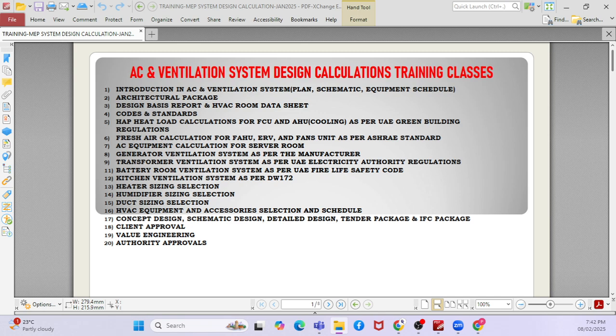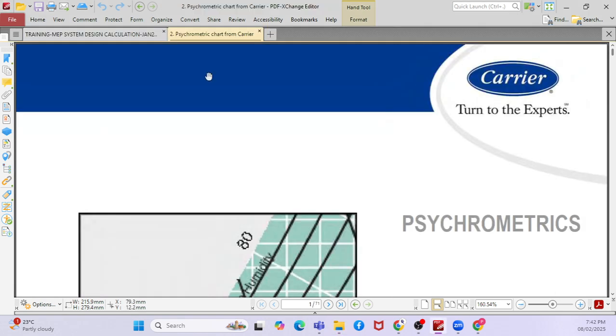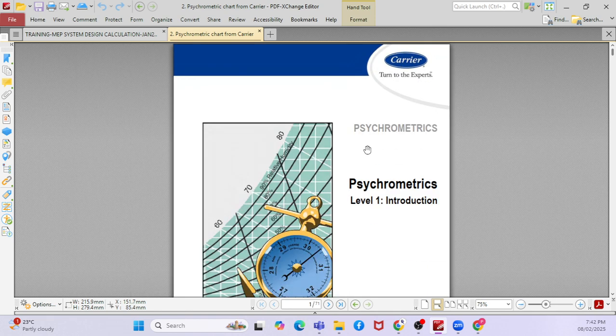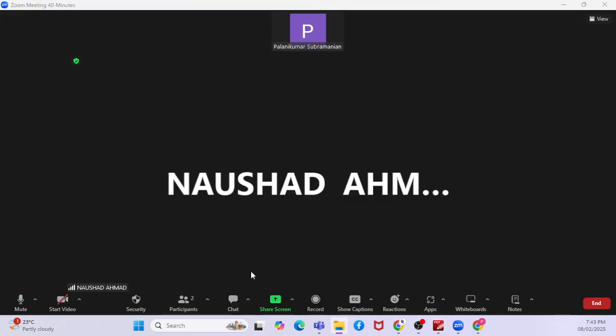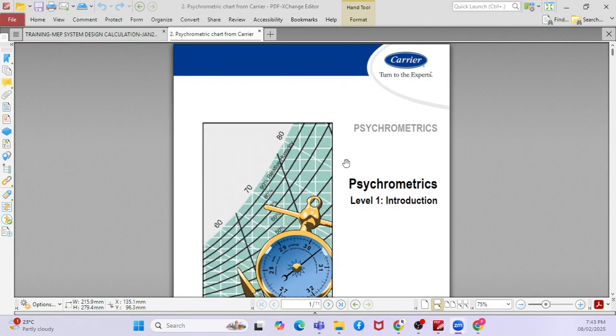Actually, about 1 year back, I was teaching it as one package, but recently it's very difficult to cover even in a 1 year package. Okay, this is the psychometric chart. Can you see it? No, I cannot see the chart, I think the problem is with the screen. Yeah, that is why I always prefer a Teams meeting. Okay, now you can see? Yes, yes, I can see.